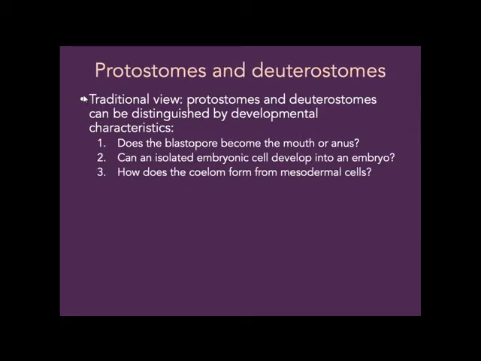When I was in school, there was this idea that you could tell a protostome from a deuterostome by its specific developmental characteristics. The first one was whether the blastopore became a mouth or an anus. Does anyone remember what the blastopore is? Yeah, I remember. It's like when you have a ball of cells and it gets a little dimple in one side, and then that's either going to become the mouth or the anus. Yeah. That's the first thing.